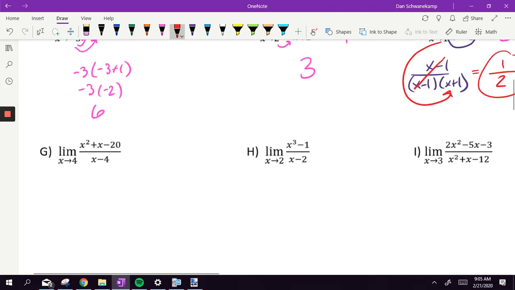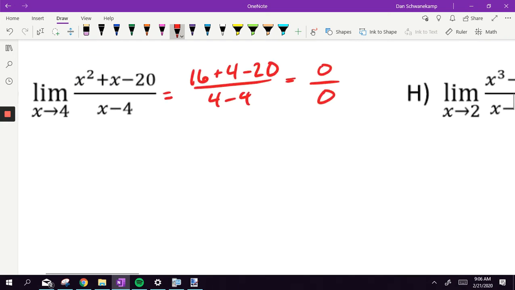All right. Try G and H real quick. We're going to find the answer here. So we're going to take 4 and plug it into the top. We take 4 and plug it in the bottom. What happens?